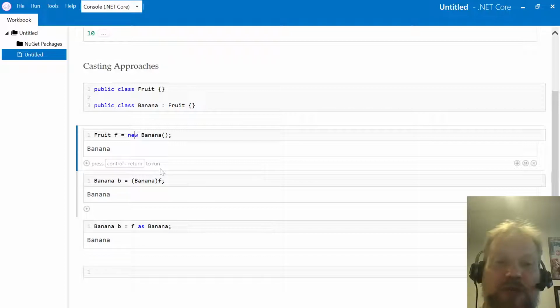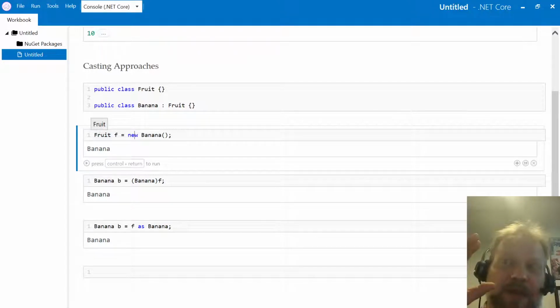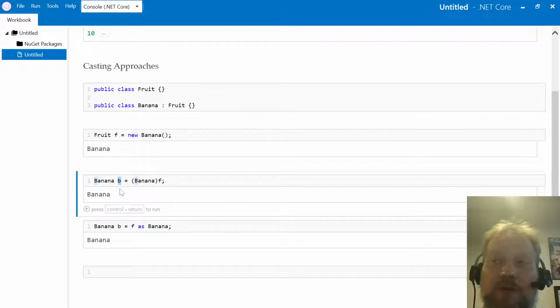Now when I treat it as a fruit, I'm really only looking at the chunk of that memory space that is specific to the fruit, and I ignore the fact that there's also some banana information there. When I cast it back to be a banana, I am now looking at the fruit space and the banana space. So the variable f and the variable b are both just references pointing at that one location in memory where the banana and the fruit information are laid out. And that's why we could treat it as either one, because all that information is there.